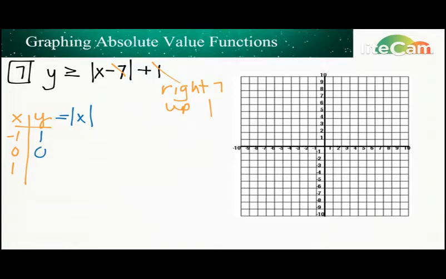-1, 1, 0, 1. Notice that I get to use the same numbers every time just by being smarter than the graph, right? If we know how the graph is going to work, then we don't have to do something different every single time. Okay, so then after I've graphed, I'm going to move to the right 7 and up 1.